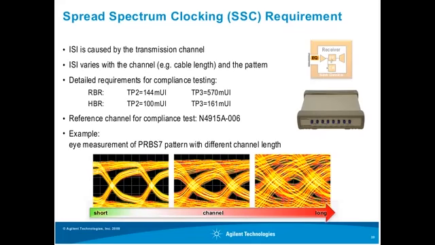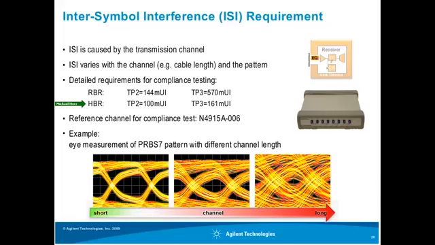The next one is inter-symbol interference, which is the channel effect. So a lossy channel may cause more inter-symbol interference. A high-quality cable may cause less, but it also depends on the pattern. So that is actually already the second bullet here. The detailed requirement for compliance testing is to use different amounts of ISI for reduced bitrate and high bitrate, and also it depends on the test points.